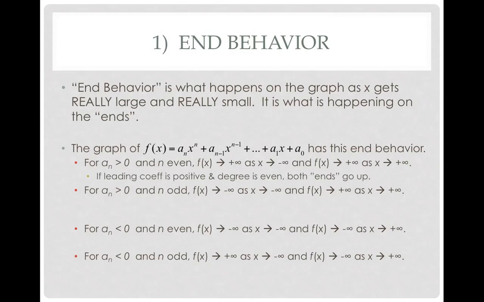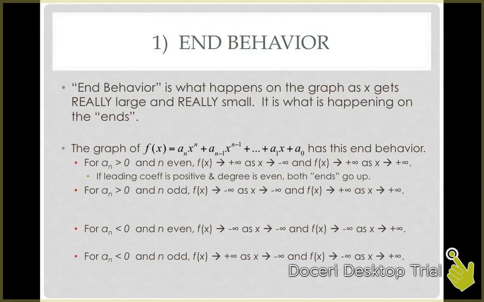And the way it's saying that is by saying f of x, which is the y values, are going to go to positive infinity. So they're going to go up as my x goes to negative infinity. So as my x moves me farther and farther to the left, my y's are going to be going farther and farther up. That's what the first part says.